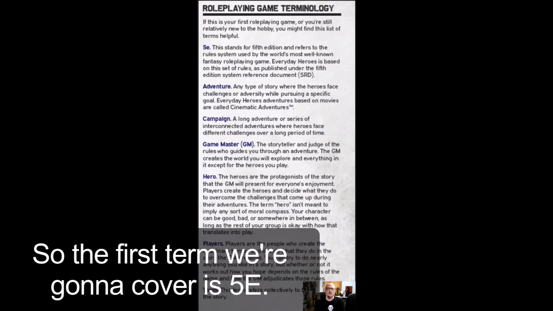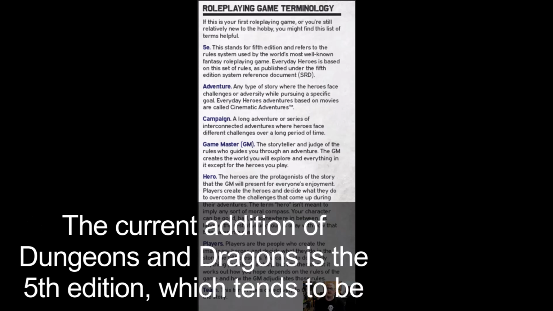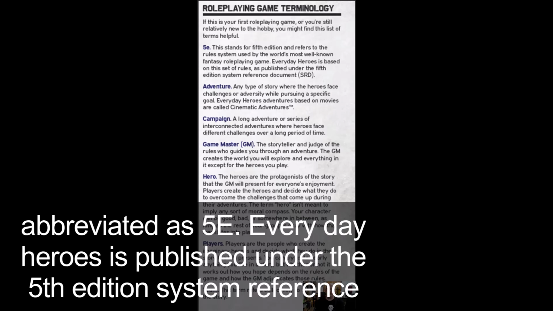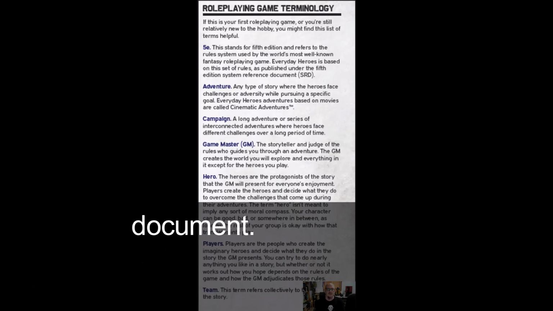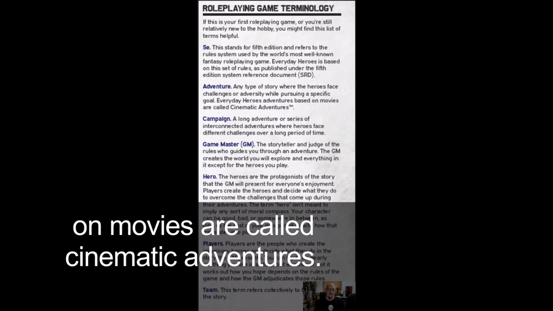Now that we've covered dice, let's move on to some general role-playing terminology. So the first term we're going to cover is 5e. The current edition of Dungeons & Dragons is the 5th edition, which tends to be abbreviated as 5e. Everyday Heroes is published under the 5th edition System Reference Document. Adventure. Any story you play through is an adventure. Everyday Heroes adventures based on movies are called cinematic adventures.